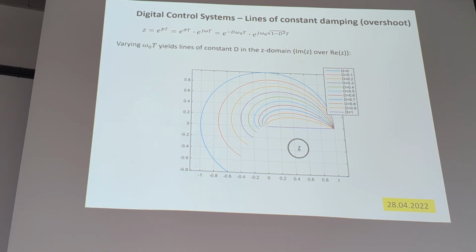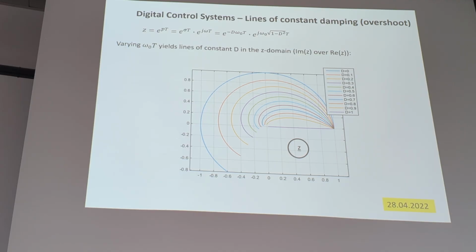And if we put in for sigma and omega the related expressions from the slide before, we get e to the power of minus d omega 0 T times e to the power of j omega 0 times the square root of 1 minus d squared times T. And if we vary omega 0 T, then we actually have the lines of constant damping in the z domain, which are these ones here, the colored lines.